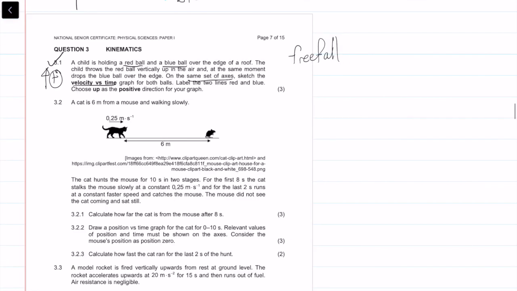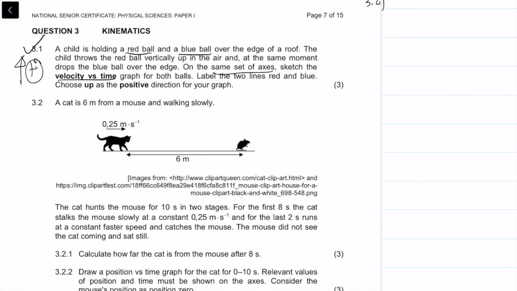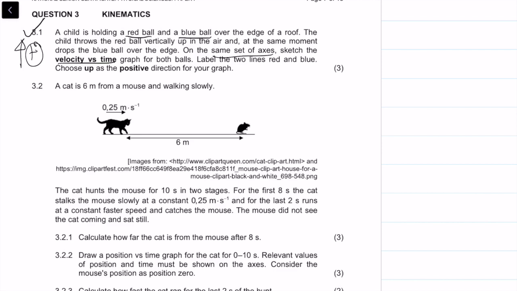Cool stuff. On to question 3.2. Question 3.2 says a cat is 6 meters from a mouse and walking slowly, and we've been given the velocity of the cat initial is equal to 0.25 meters per second. The cat hunts the mouse for 10 seconds in 2 stages. For the first 8 seconds, I'm going to write here 0 to 8, because it's happening in 2 stages, so 0 to 8, and we have from 8 to 10.